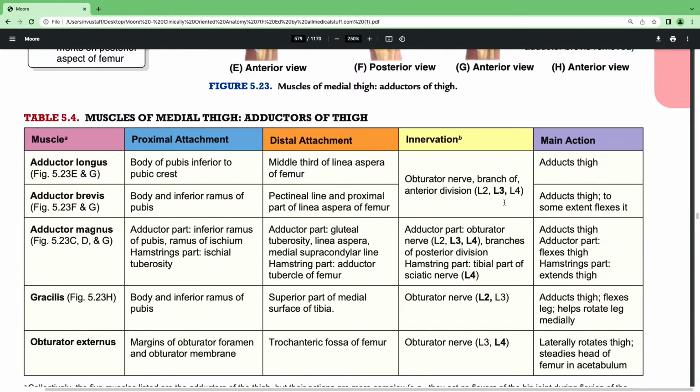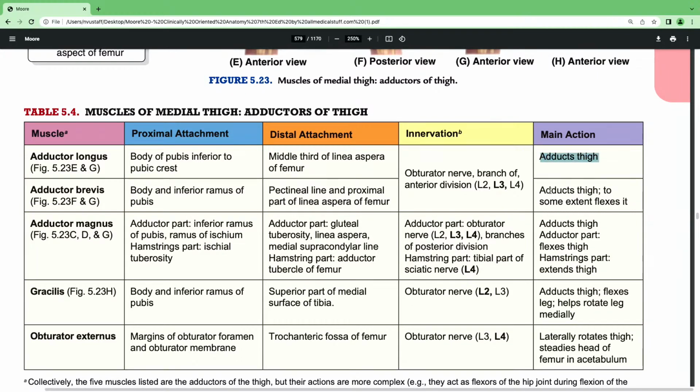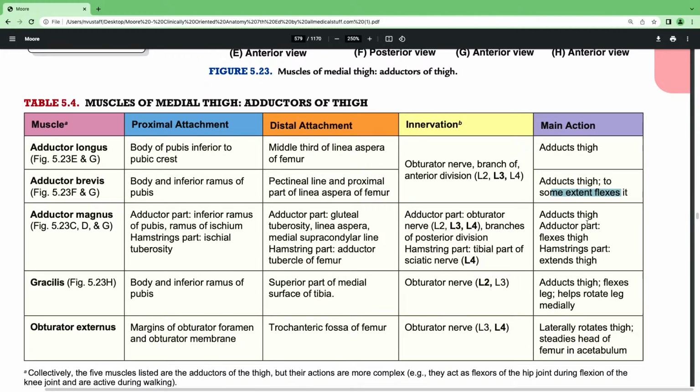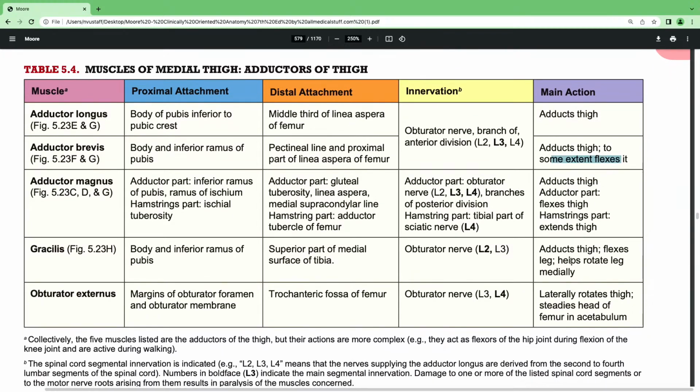That's why you can see that all of them will adduct, and to some extent they will be flexing the hip, the femur or thigh at the hip joint, but at the same time we will have some rotation of the femur at the hip joint as well. But mainly, sure, it should be the adduction, okay? So that's how it works. So that's why it's always simple.